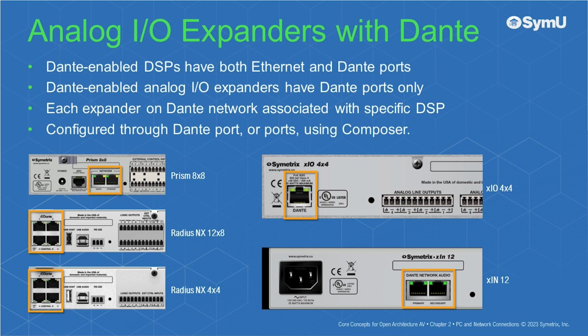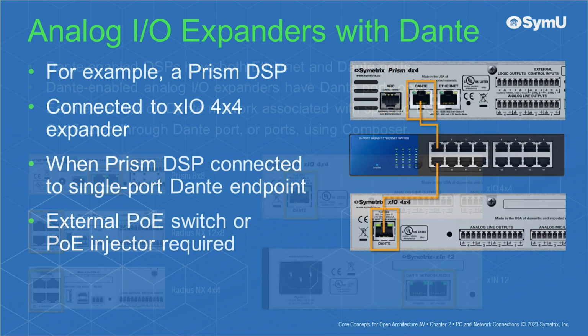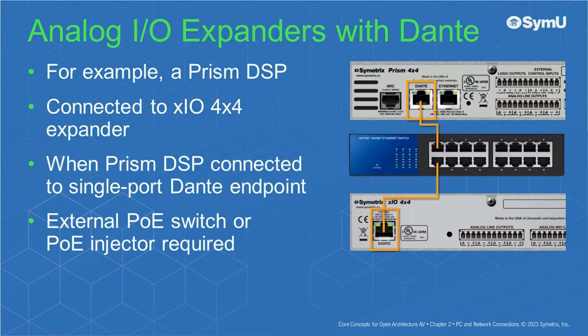While Symetrix Dante-enabled DSPs have both Ethernet and Dante ports, Symetrix Dante-enabled analog I/O expanders have Dante ports only. Each expander on a Dante network is associated with a specific DSP and configured through its Dante port, or ports, using Composer. In this example, a Prism DSP is connected to an XIO 4x4 expander. When a Prism DSP is connected to any single-port Dante endpoint, an external PoE switch or injector is required.